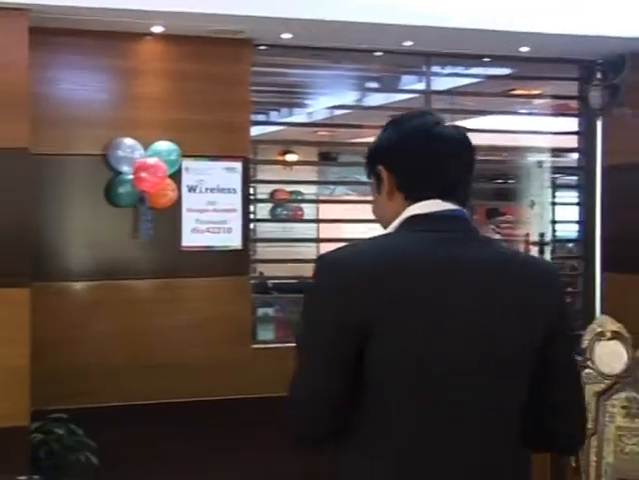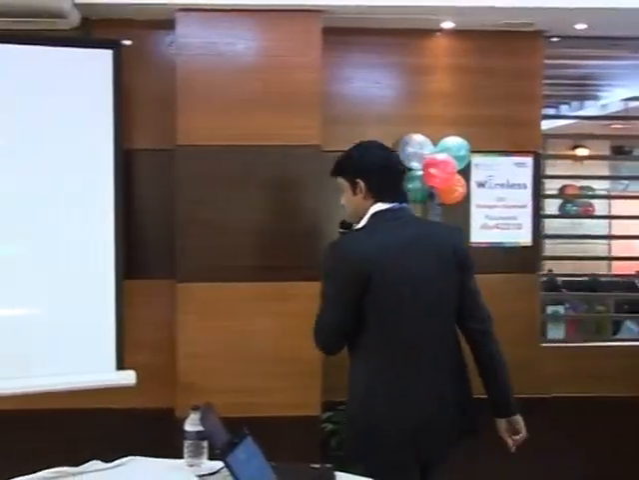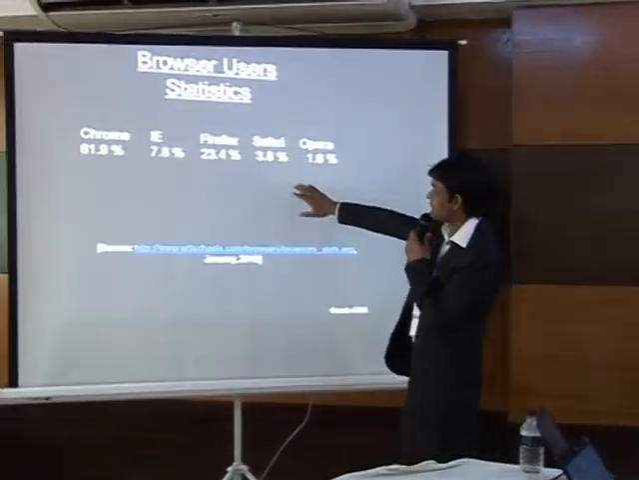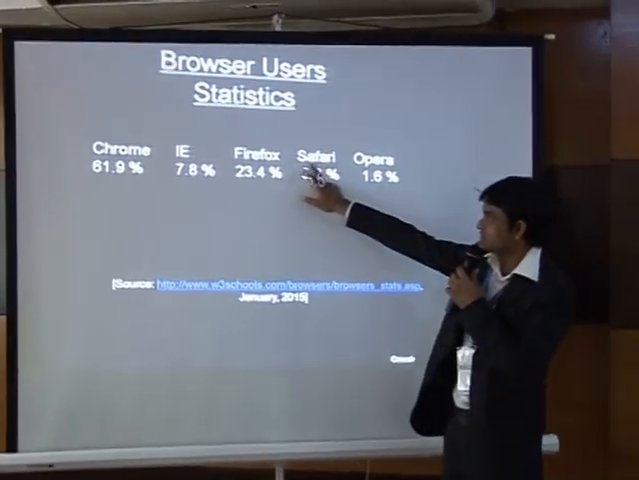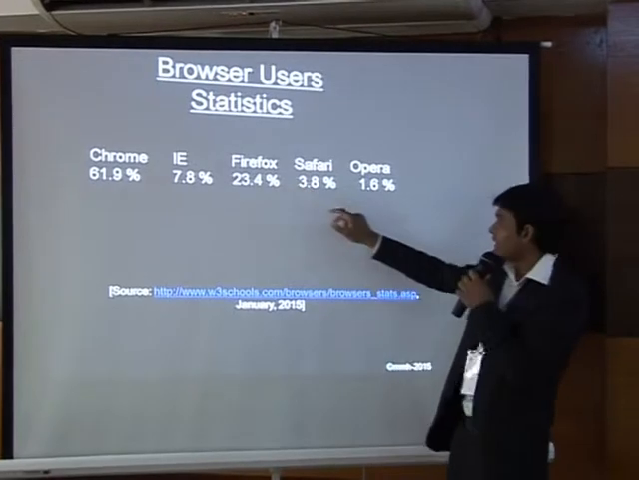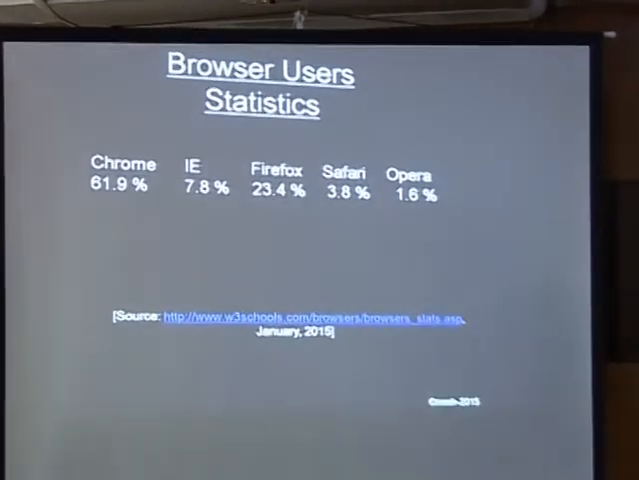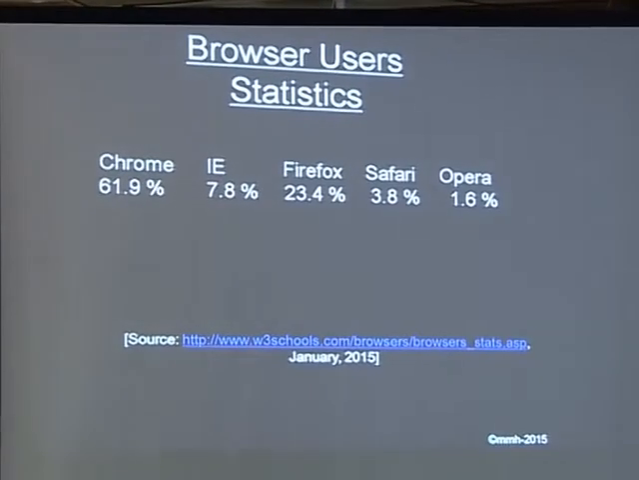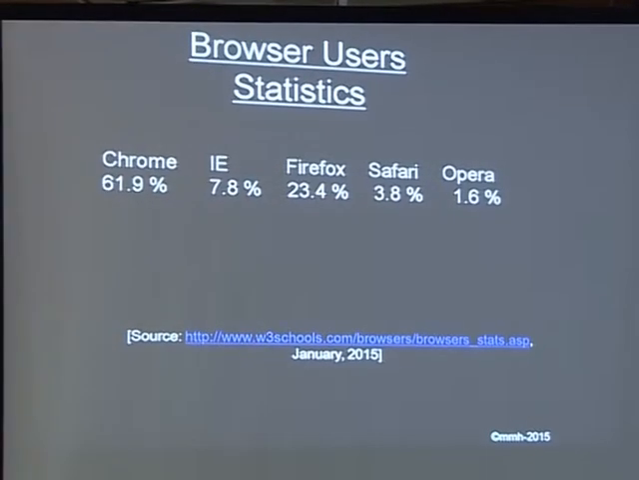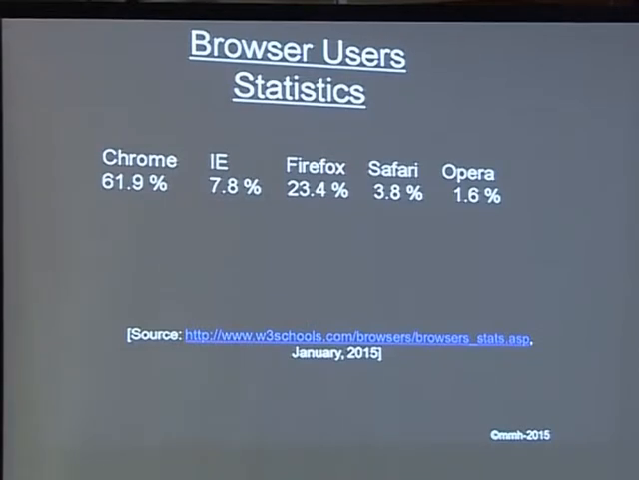Exactly. Right. And the Firefox, you can say, is 23.4%, Safari 3.8%. This actually I can say from the Mac user. And Opera is 1.6%. Opera is basically a mobile-based web browser. You can see built-in there is an application for Opera in every smart device.